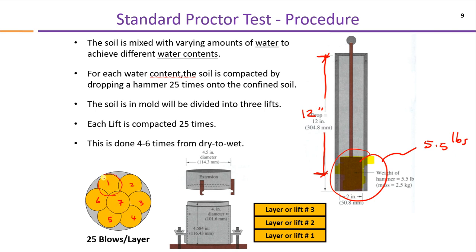After that, we start again, this one will become 8, then 9, then 10, 11, 12, 13 and 14, and then this is repeated 25 times. When 25 blows are given, the next layer is placed, then the third layer is placed. So this is how the soil is compacted.